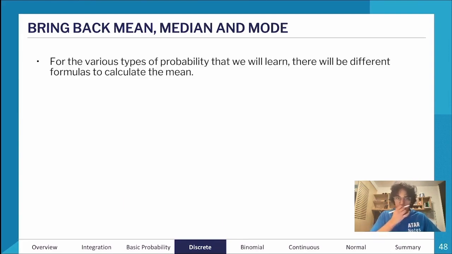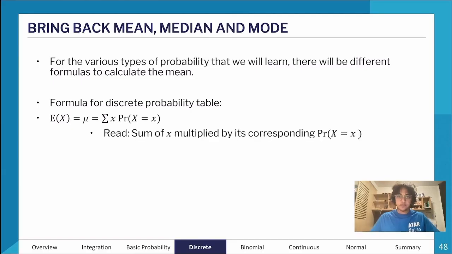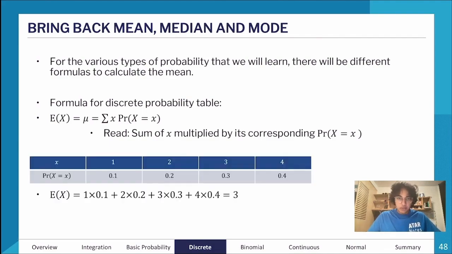But how do we work out the mean? With the mean, there's actually a formula to use, right? And that changes based on what sort of distribution it is, whether it be binomial, continuous, normal, or discrete. We have a different equation to use. So when we're using a table, we want to use this freaky looking formula, right? What this says is you want to take every single x value, multiply by its probability, then add it together, right? The way you'd read it, like I just said, is the sum of x multiplied by its corresponding probability. So let's try to work out the mean for this, right?